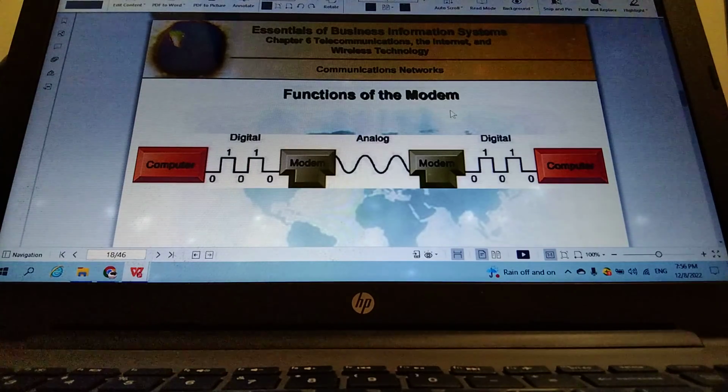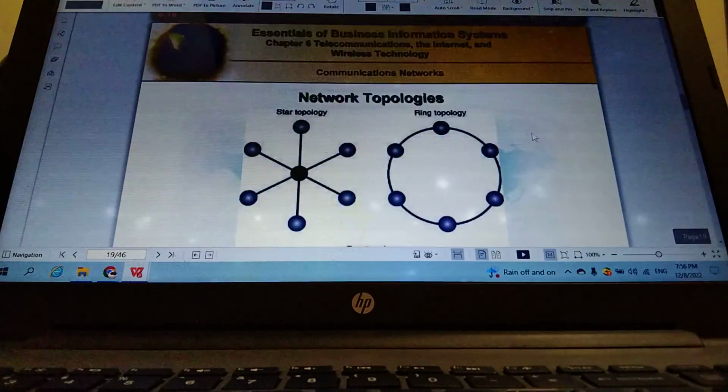But we don't use these methods anymore, or this device anymore. The devices that we have today are all digital, all the way digital, from sender to receiver and vice versa. Everything is digital. No more conversion from digital to analog, analog to digital. Yeah, just for your information.